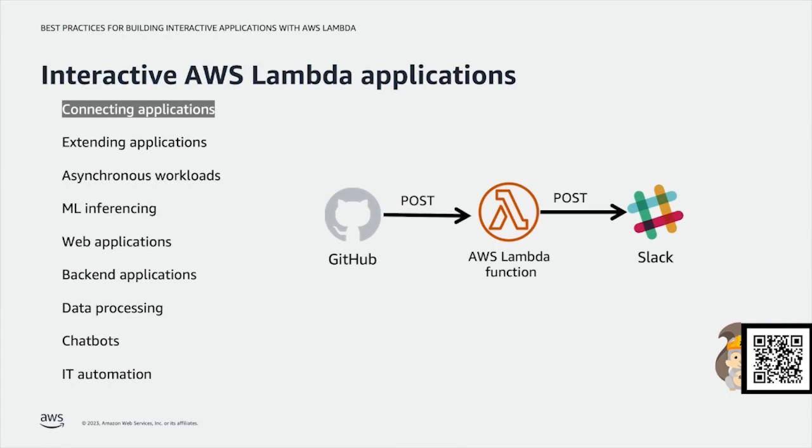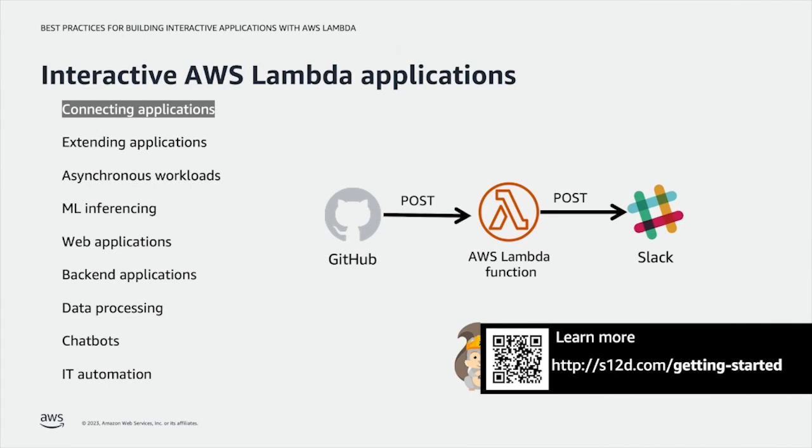I'm going to focus on this first example because I think this is a really nice, simple, straightforward way of using Lambda for an interactive application. So here's a little application that I've built that allows you to ping a Slack channel when there is a new star on a GitHub repository. There's actually a whole blog post around this that walks you through how to build this yourself from start to finish. The link is available here.